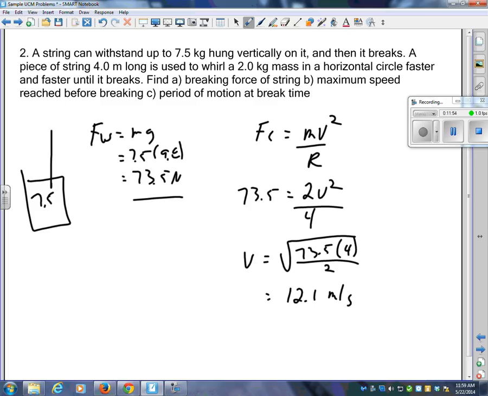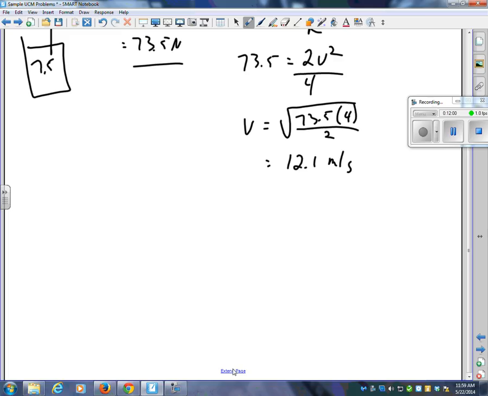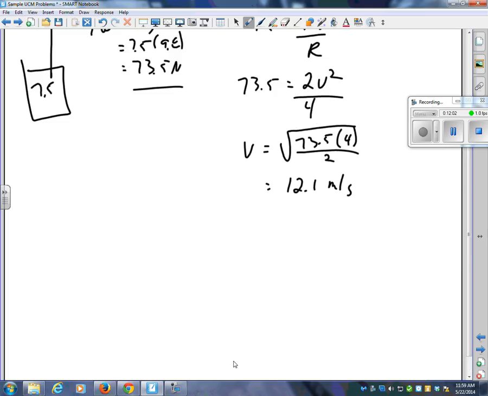What's the period of motion at break time? That's it? Yeah, that's it for part B. That's why I was surprised it took so long. We found the one speed, and then Alex took off 1,000. This will be the speed when it goes over. Yeah, because it says to find the speed before break. When it reaches 12.1, it will break, right? When it gets to that 12.1, it will break. And what will be that period of motion? Yeah, you kind of overthought it.